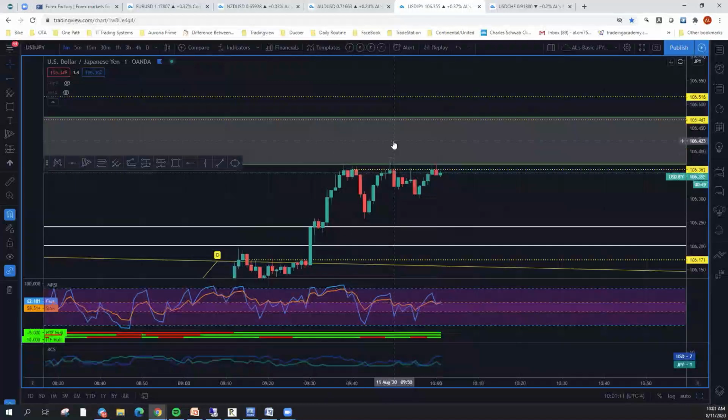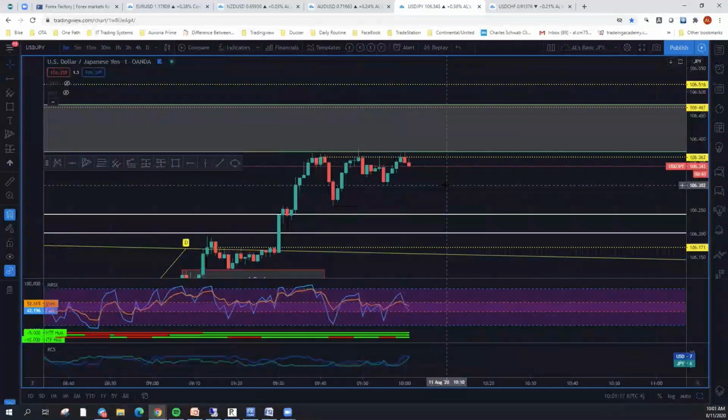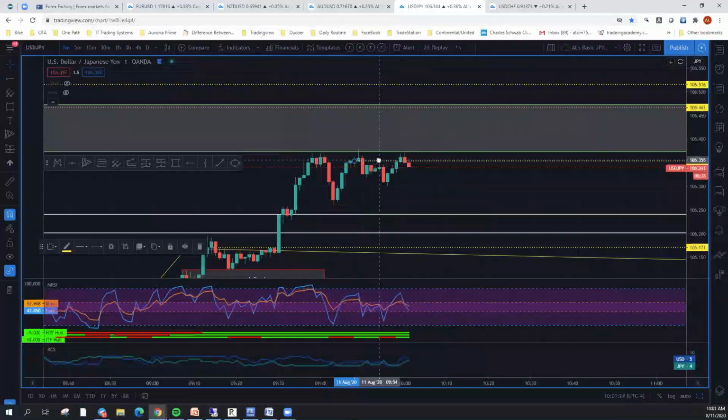So it came up right up into this area, rejected it, came up again, trying to reject it again. Here's the doji right in this area. Here's the doji that we talked about last week. These are significant price points of where the battle rages between the buyers and sellers.